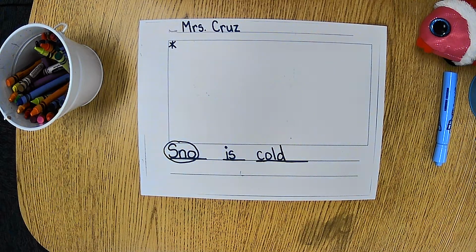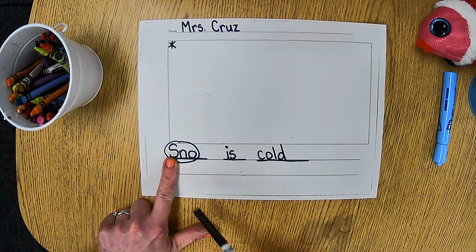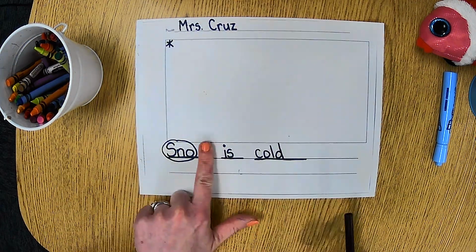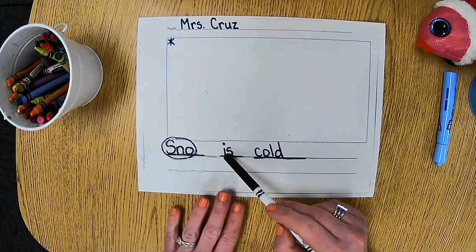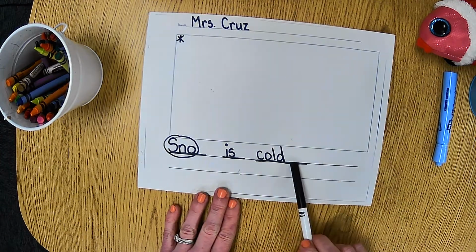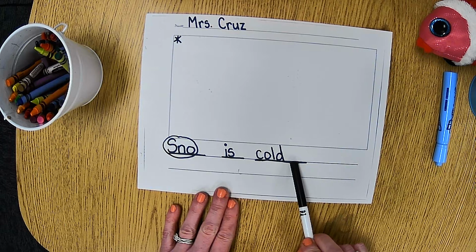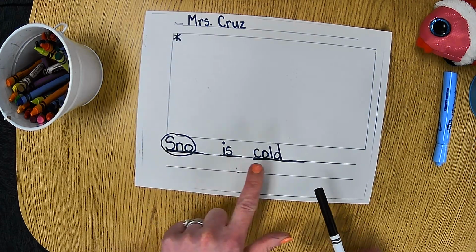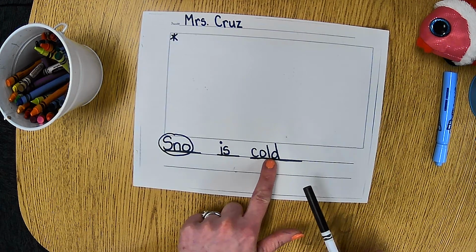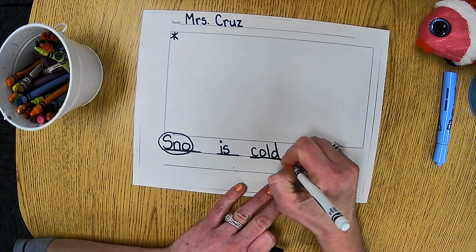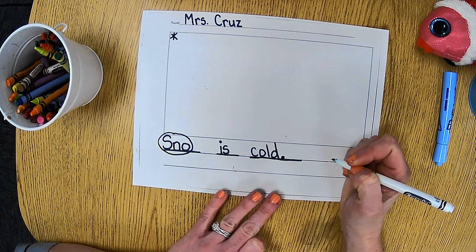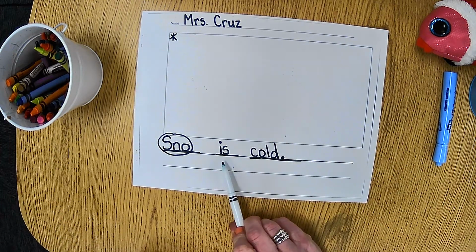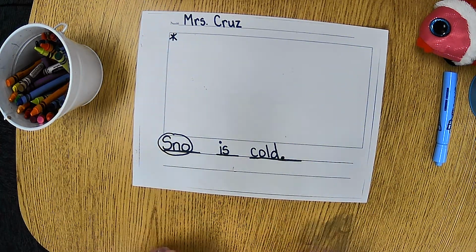Let's do our writer's checklist. Capital to start, check. Spaces between my words, check. Period. Dun, dun, dun. I forgot to put a period. It says snow is cold. Duh. I have to put a period there to stop my reader. And I spelled my sight word correct, and I stretched out my words.